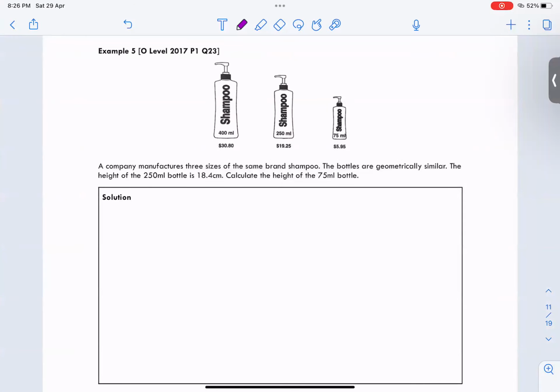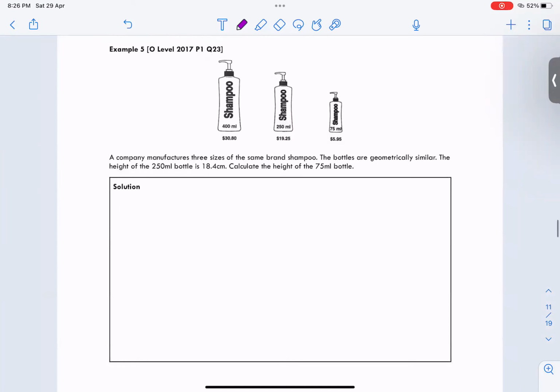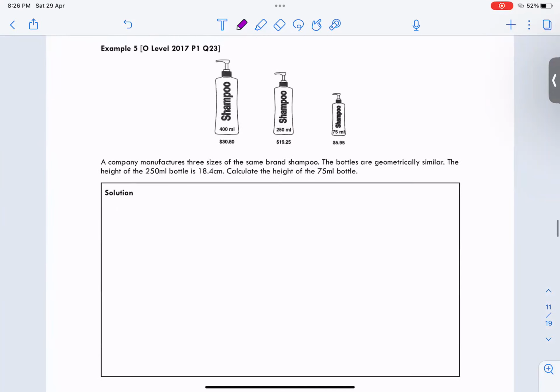Okay. Then this next question is a real world context, what they love to give. And it's quite direct. So you can do it.